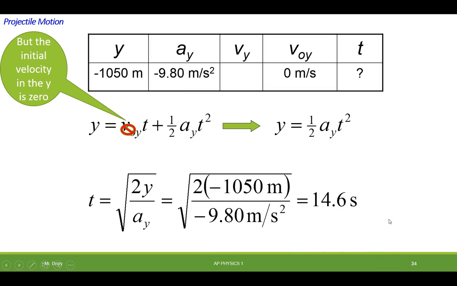Okay? So this is to show you the idea that the horizontal speed has nothing at all to do with the time it takes to fall. All right.